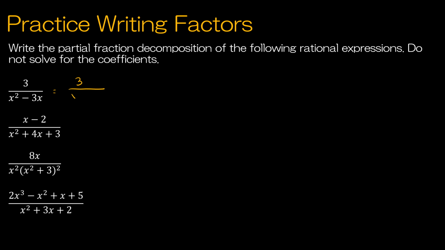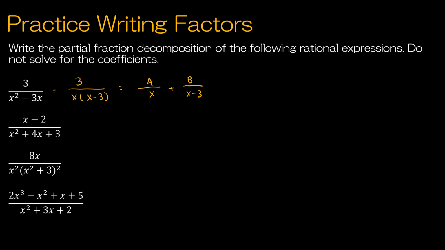So it looks like I can take a common factor of x out of both terms and get x times x minus 3. Now when you rewrite this, you're going to write some constant a and some constant b, and I know there's going to be 2 fractions because I have 2 factors. Now each of those are linear factors, so I've got a divided by x and b divided by x minus 3, and that's all I have to do. So yes, there are more steps, but we're going to stop there for now. We're just practicing writing the factors.